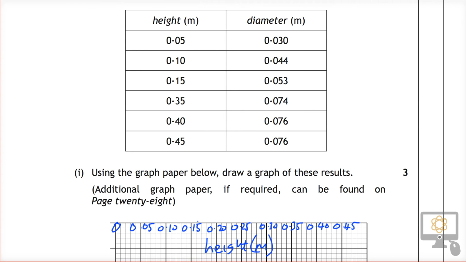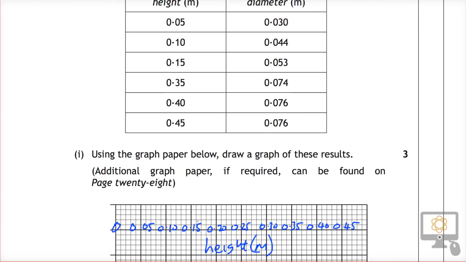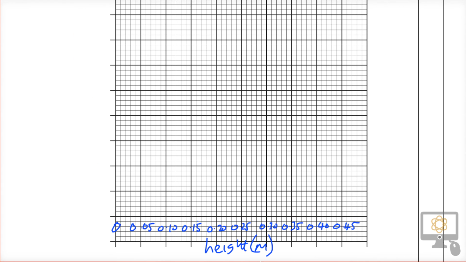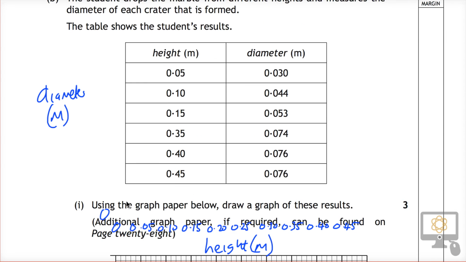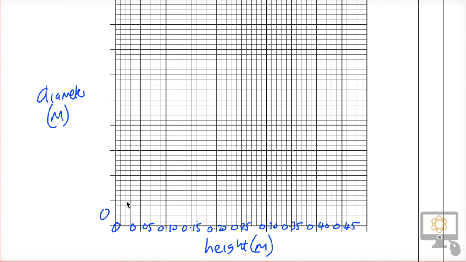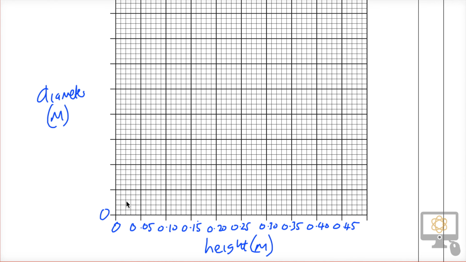Diameter. And that ranges from 0.03 to 0.076, so 0.08 I suppose. So we'll go back down and we'll try and enter that. So up the side we have diameter, and that's also in meters. We'll get the units correct. So I'll start at 0. Nope, I've forgotten, 0.03. So let's line that up again.